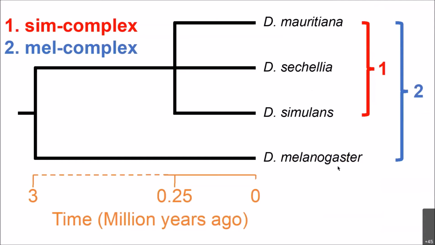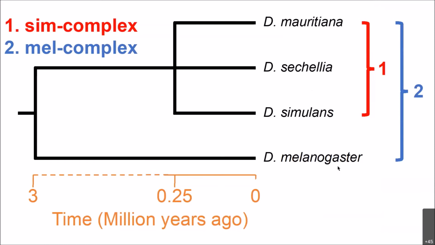So in the red, we have this Drosophila simulans complex, or I'll just call it the Sim complex. And those are 3 species, which are effectively a trichotomy, probably incomplete lineage sorting. But you see Drosophila marciana, Drosophila seychellia, and Drosophila simulans. And then the entire group, if you include its sister species, Drosophila melanogaster, you have the Melanogaster species complex. And they're very closely related.